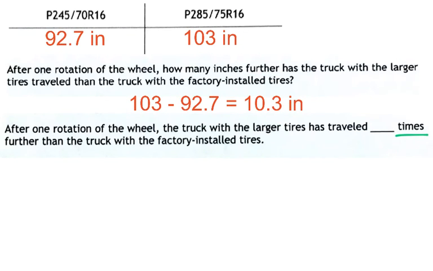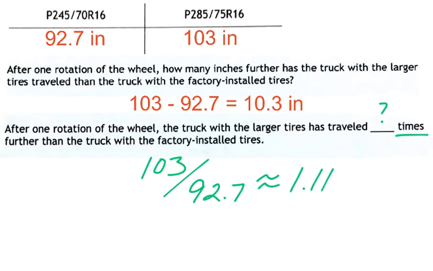And then after 1 rotation, the truck with the larger tires has traveled how many times further? Now times means we're going to find a number that when we multiply, we can get either of the other 2 numbers. So 103 divided by 92.7, because it asks for the larger tire compared to the smaller tire. So the larger tires come first, and that's going to be approximately 1.11 times further.